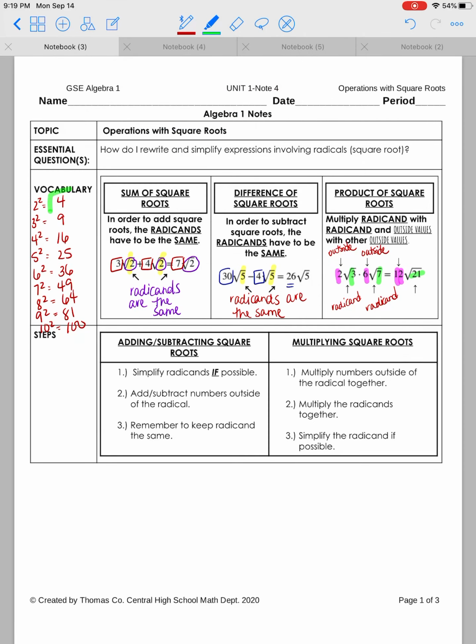So these are what we're looking for to divide in to simplify. So will any of these numbers divide into 21? No, they won't. So we cannot simplify it.